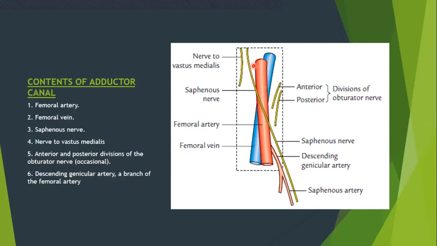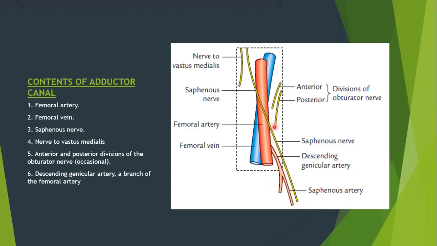Why does this occur? Also the nerve, because when you study the development of the limb, you'll see that the lower limb usually rotates 90 degrees medially. So as it rotates, this also occurs. Then you can see here we have the branch from my femoral artery, the descending genicular artery, which will give off two branches, the saphenous artery and the articular artery.